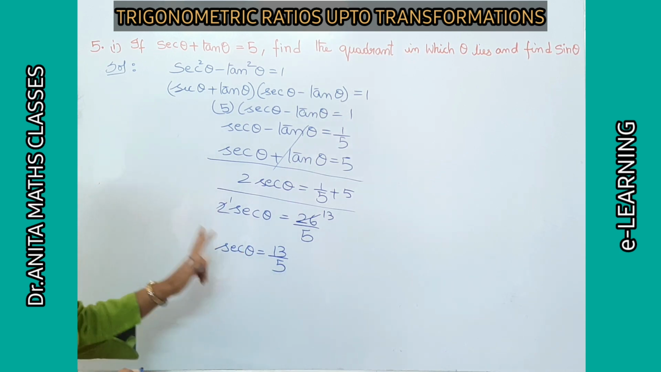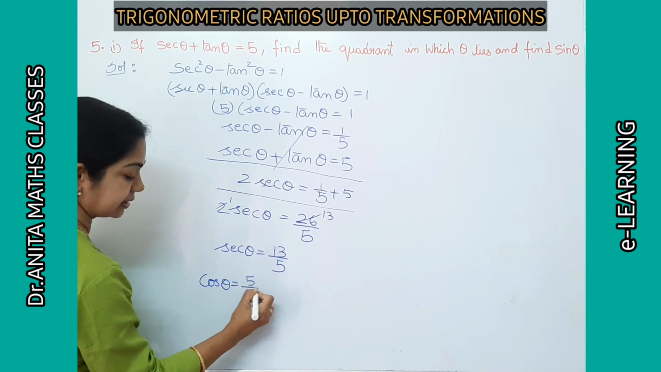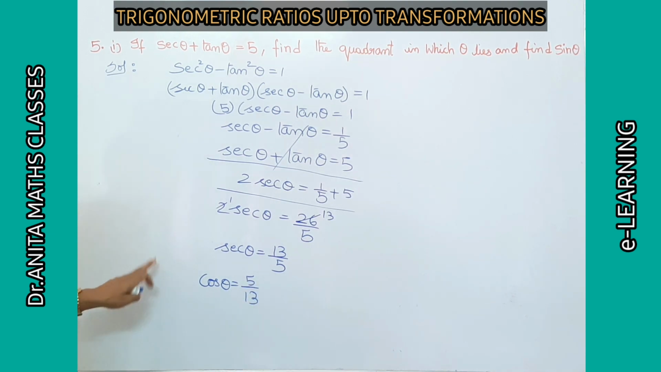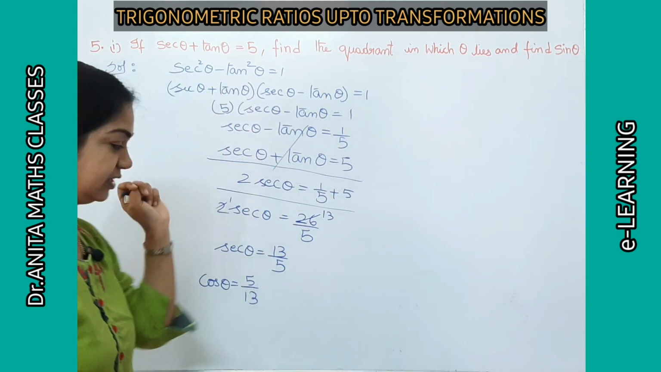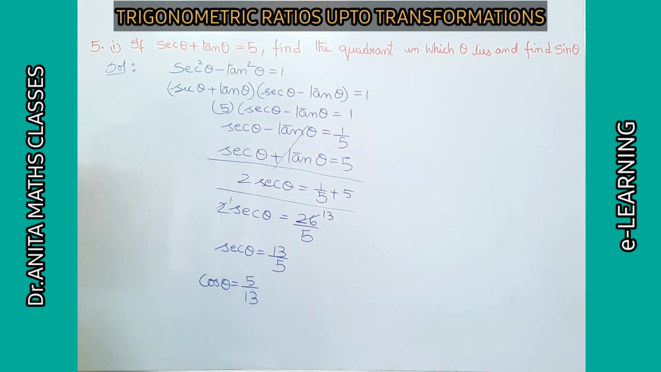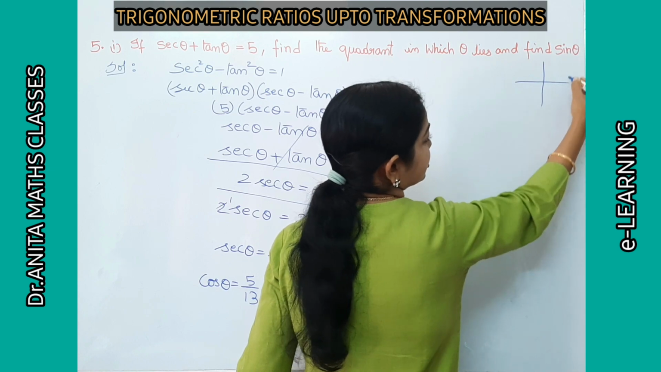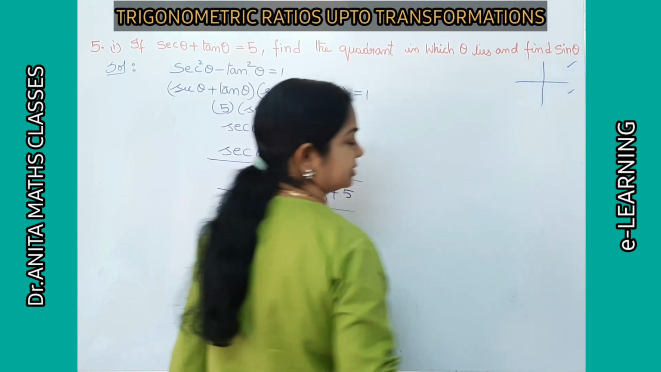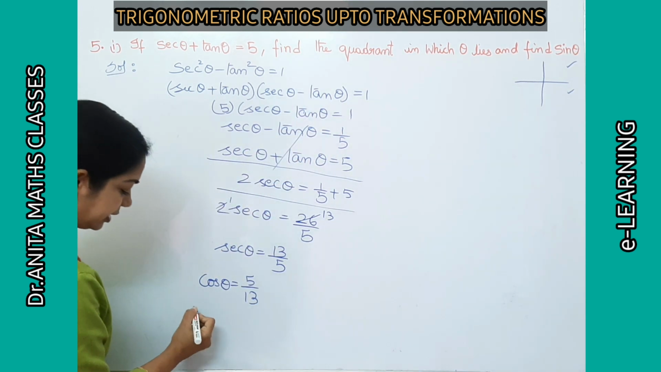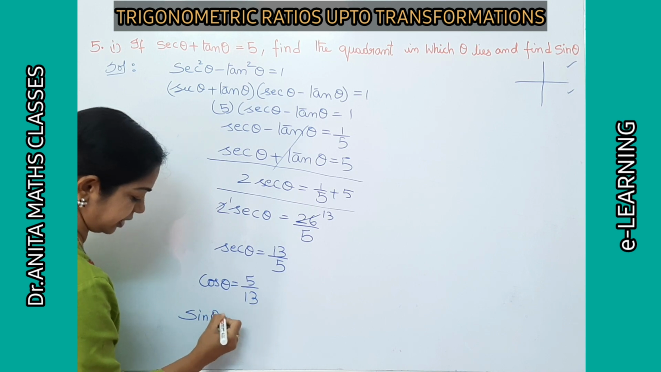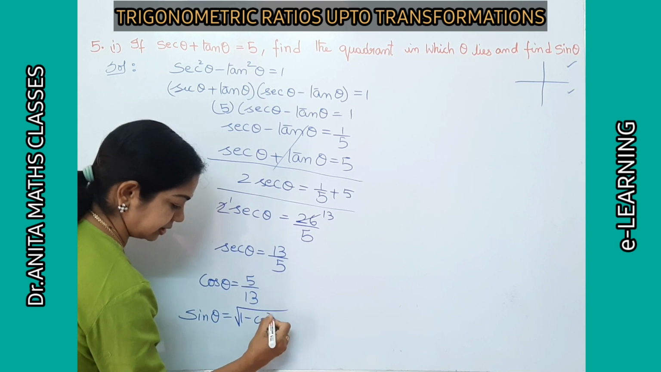The multiplicative inverse of secant is cos, so we can take cos theta as 5 by 13. Now we have to find sin theta and also the quadrant in which theta lies. Cos theta is positive in which quadrants? Cos theta is positive in the first and fourth quadrants, isn't it? Now we will find sin theta. We can find sin theta from the first trigonometric identity, that is 1 minus cos square theta.